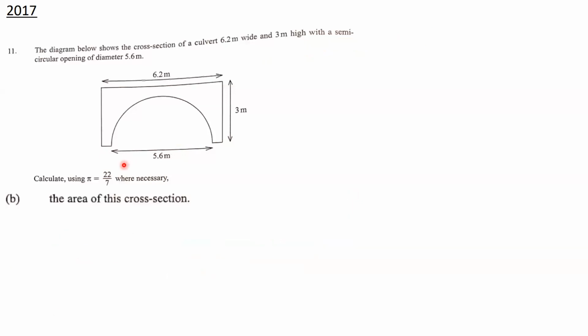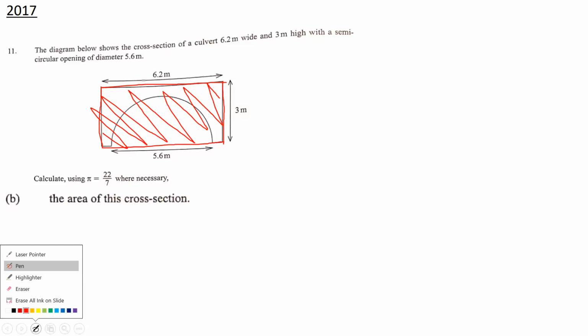Okay, let's move on to the next question. Here we want the area of the cross section. Now, if you look carefully, in order to find the area of the cross section, we need to first figure out the area of this rectangle. So if we were to close it up, we could notice that this whole thing is a rectangle. So the first thing we need to do is figure out the area of the rectangle.